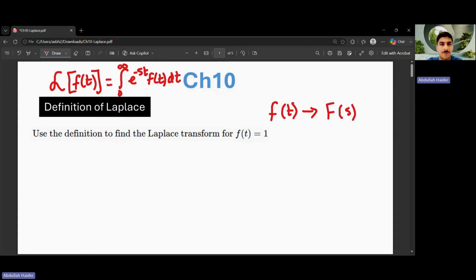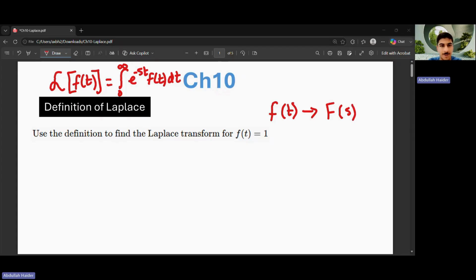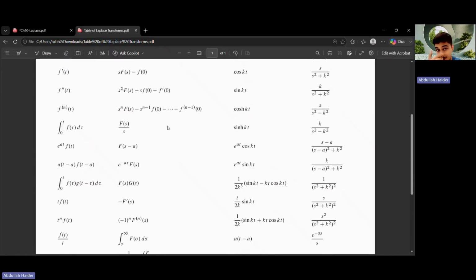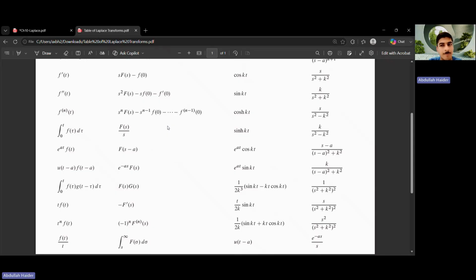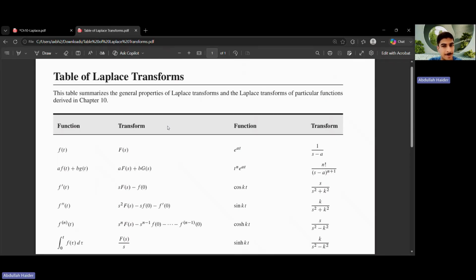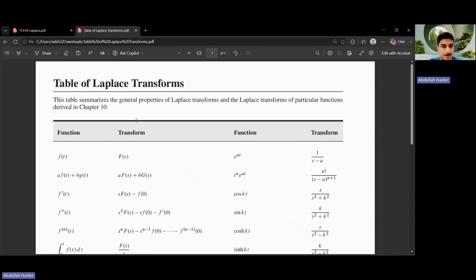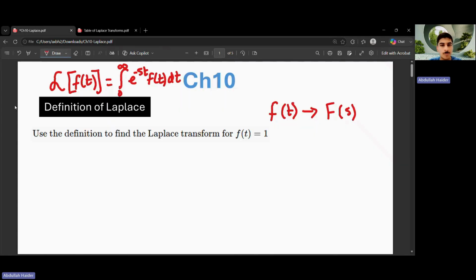And usually you will not be asked to use the definition, but in case there comes one question where you have to use this definition to find the Laplace of any function, then you have to use it. Otherwise, you can use this table of Laplace transforms. This table will be given in all exams, and it has the Laplace for literally everything. There is extremely less memorization in this chapter, so hopefully that's a good thing.